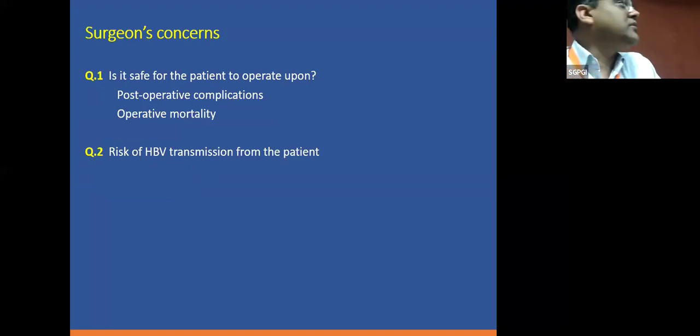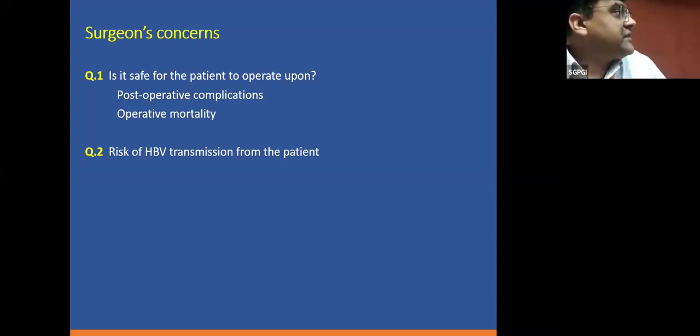Now, what does the surgeon want to know? Is it safe to operate on the patient? What is the risk of post-operative complication and mortality? And what is the risk of HBV transmission from the patient? Definitely there is a risk of transmission from the patient to the physician, and I will not discuss much about it, but as per the rule, no one can deny a surgery or patient care on this basis. It is the responsibility of the healthcare worker and the institution to take universal precautions and provide all the necessary medical services.